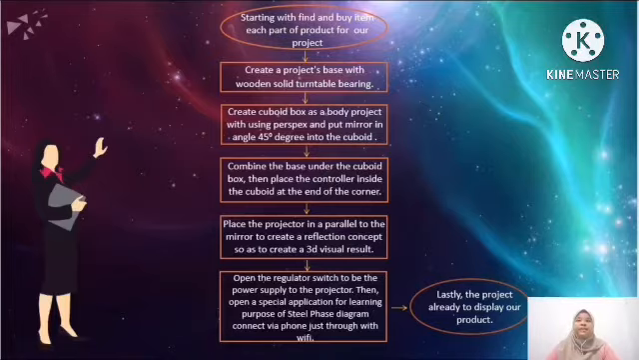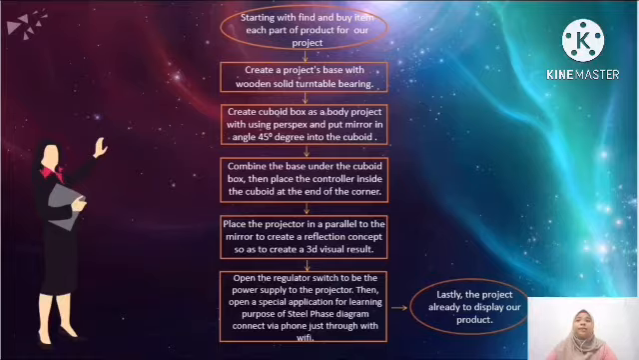Second, create a project base with a wooden solid turntable bearing. Third, create a cuboid box as the body of the project using perspex, and put a mirror at an angle of 45 degrees into the cuboid. Fourth, combine the base under the cuboid, then place the controller inside the cuboid at the end of the corner.